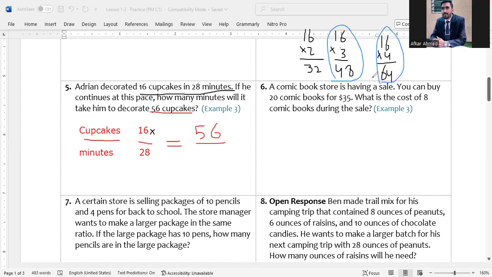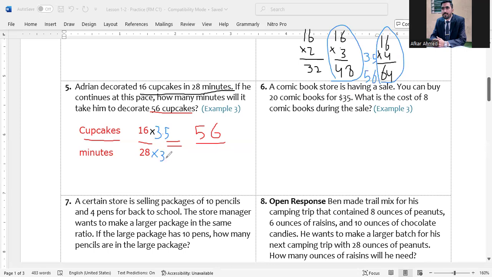But our number is between them, between 48 and 64. So if 3 is not possible and 4 is not possible, the number between them will be possible. Between 3 and 4 is 3.5. So if you multiply 16 by 3.5, it will give you 56.